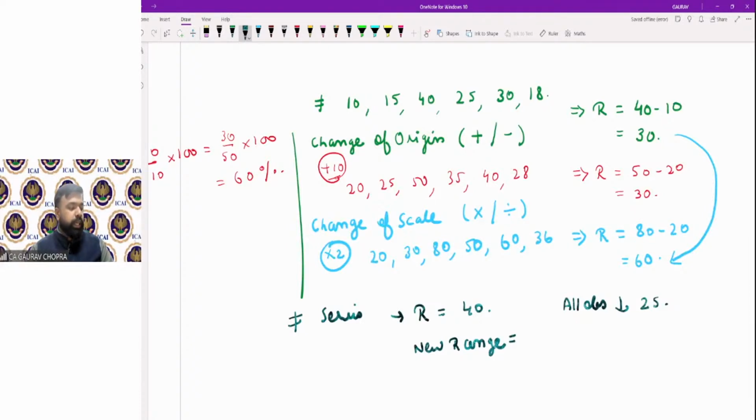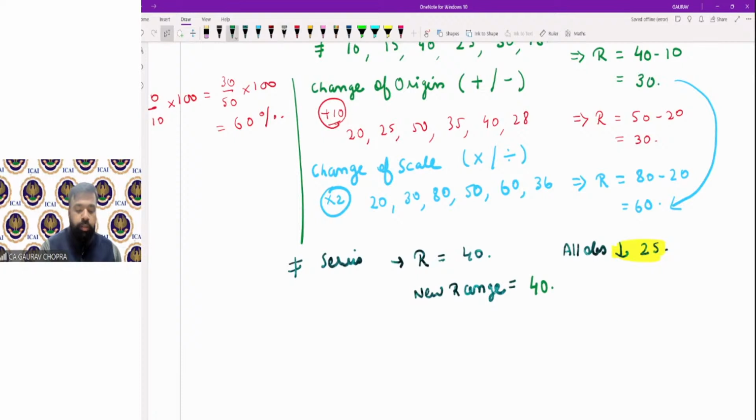Okay, Kinjal is saying 15. Kambeshwari says 40. Muskan and Sakshi say 40. Range will remain same. Yes. So this is basically change of origin, and because of change of origin, the range will remain same. So range will remain 40.